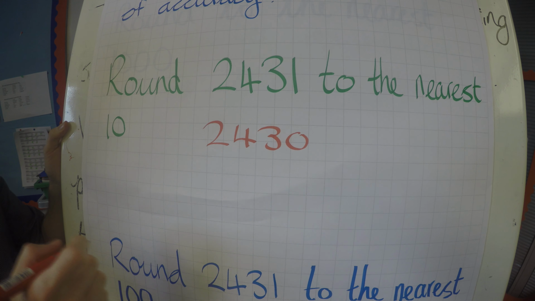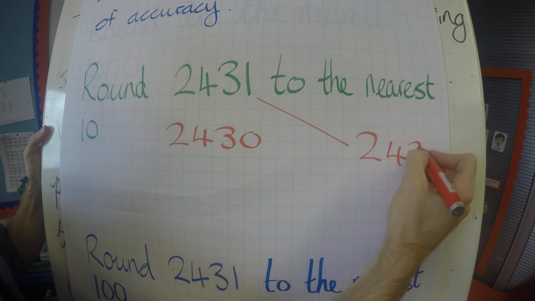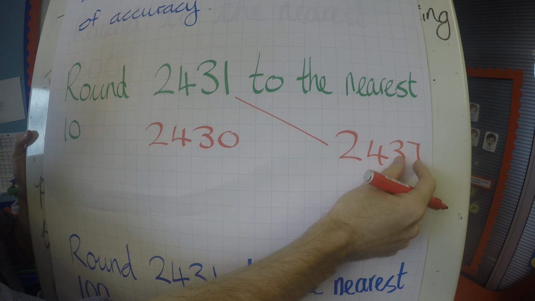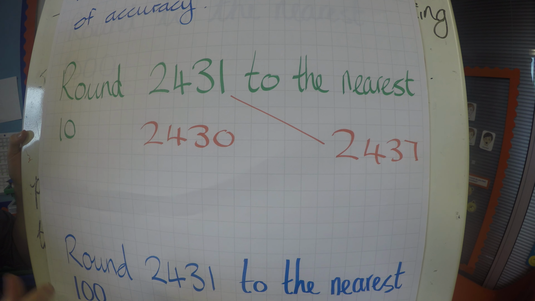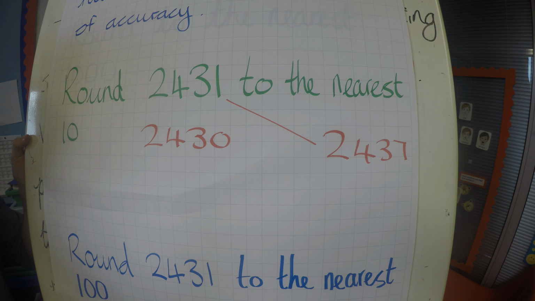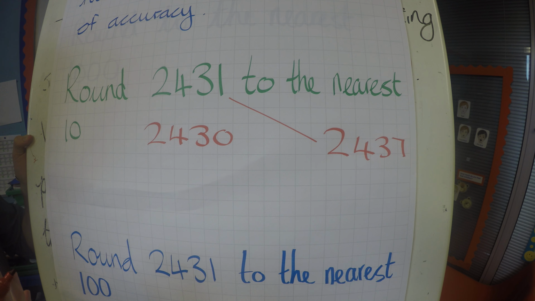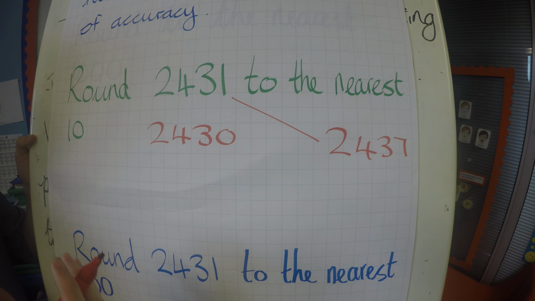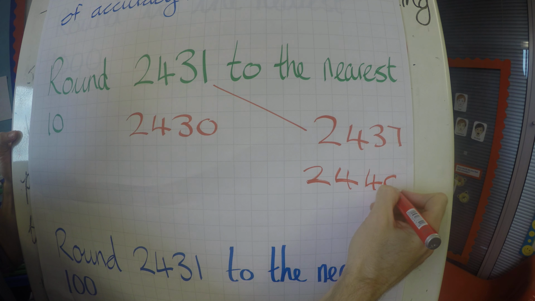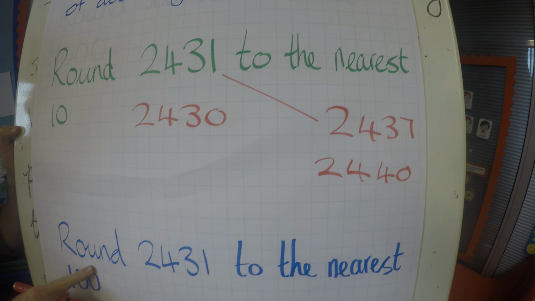Now if that number was, for example, 2437 and we had to round it to the nearest 10, again I'd read that part of the number, which is 37. I think about the 10 that's above it, which is 40, and the 10 that's below it, which is 30. Of course this time 37 is closer to 40. It's 3 away from 40. And so to round that to the nearest 10 would be 2440 that time.